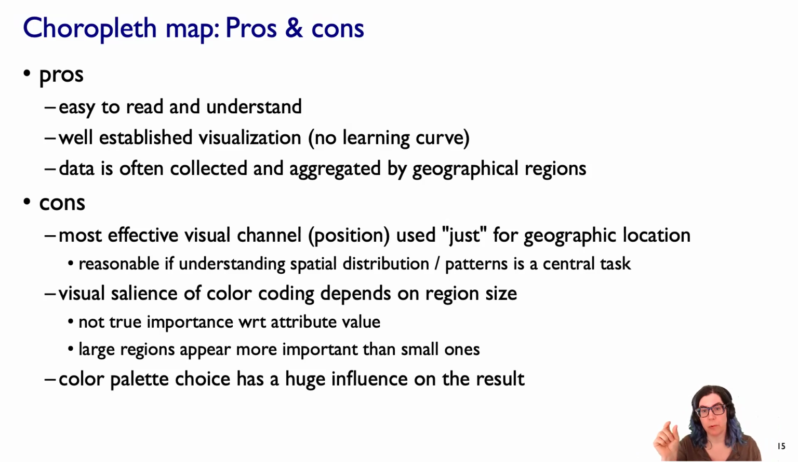Maybe a very small region has a very high value, but it's so small that there's not much of that color, so you don't get that visual pop-out effect. So what that means is with choropleth maps, large regions appear to be more important than smaller ones, and in some cases, that is not what you want in your data analysis. Also, as I mentioned on the previous slide, the color palette choice does have a very large influence on the result, so you have to be aware of that.